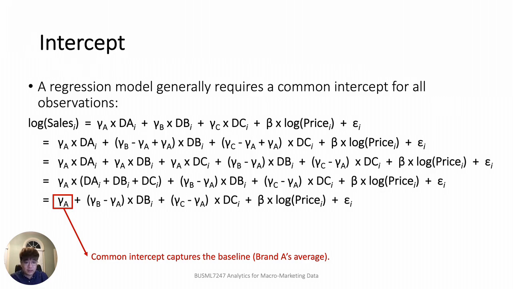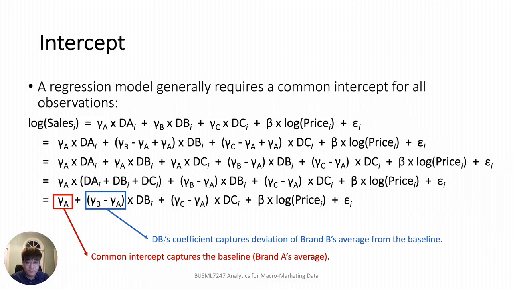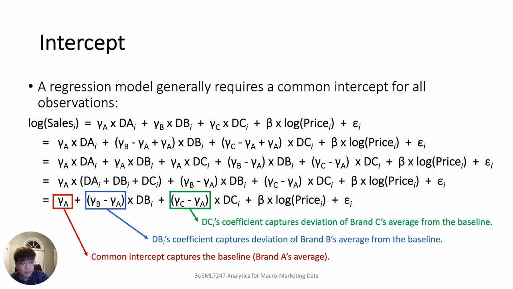This common intercept captures the baseline. In this case, brand A's average is set to the baseline. And the coefficient of the dummy for brand B captures not brand B's average, but the deviation of brand B's average from the baseline. And the coefficient of the dummy for brand C captures the deviation of brand C's average from the baseline.